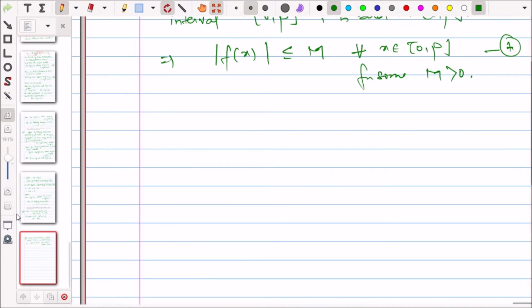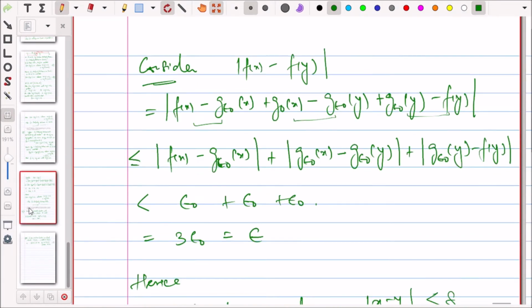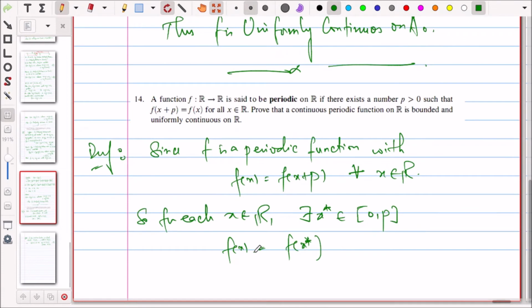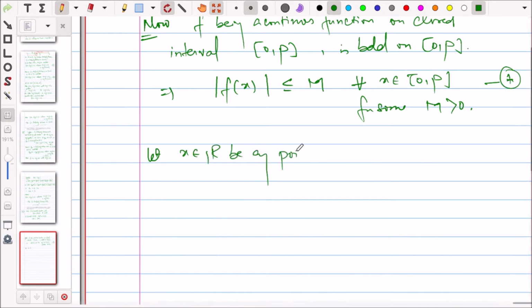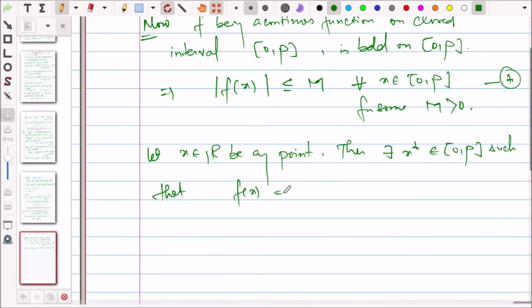Now, we have to show f is bounded on R. So we will use this property that f(x) is equal to f(x*) for some x* in [0, p]. Let x belonging to R be any point, then there exists x* belonging to [0, p] such that f(x) is equal to f(x*).